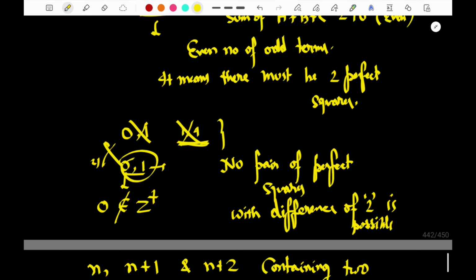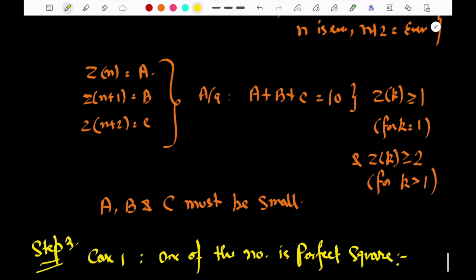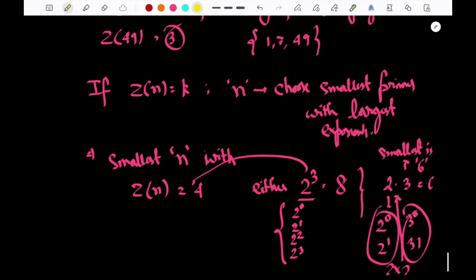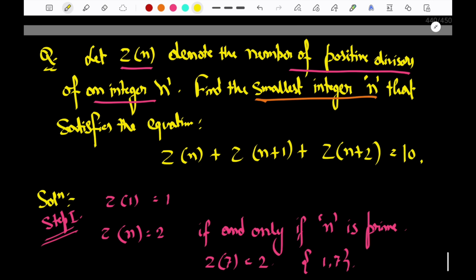So what is the answer? The smallest integer n is 6. What does the question say? The question says, let tau of n denote the number of positive divisors, find the smallest integer n. So therefore n is equal to 6. Amazing question.